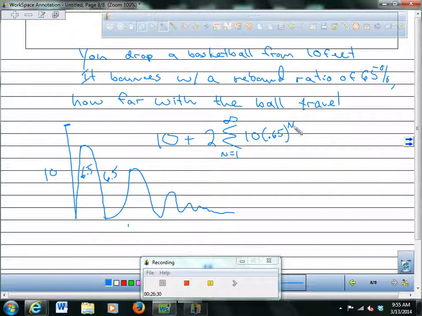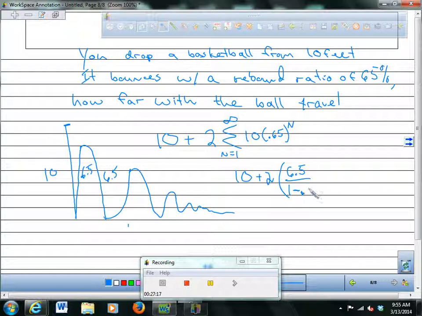So if I do that out, I get 10 plus 2 times the infinite sum, which is just a sub 1. What's a sub 1? It's not 10. We already counted for that 10 feet it fell at first, right? 6.5 over 1 minus r. What's r?